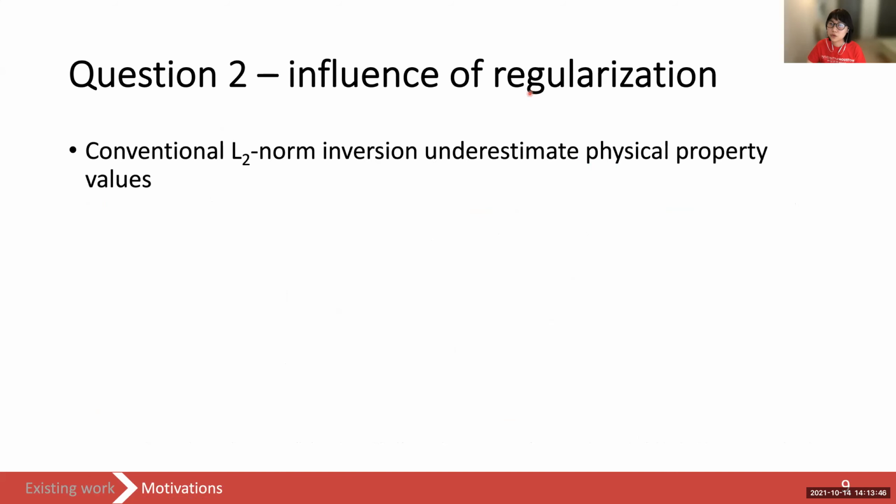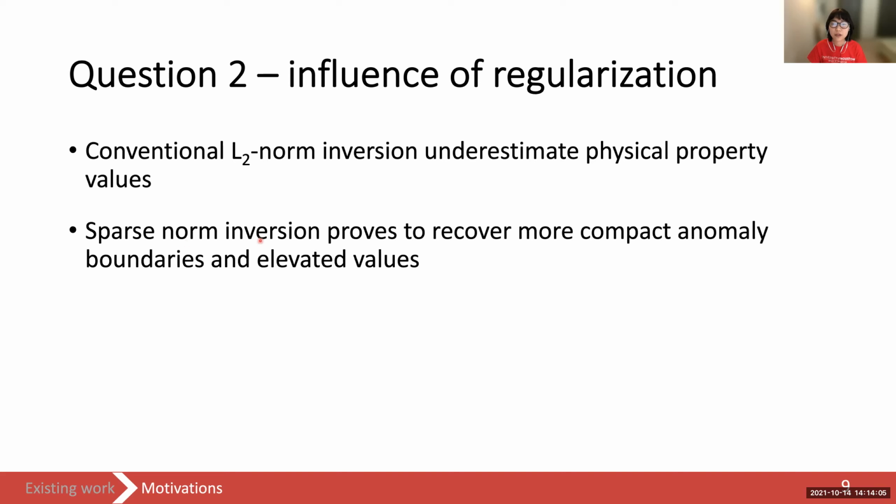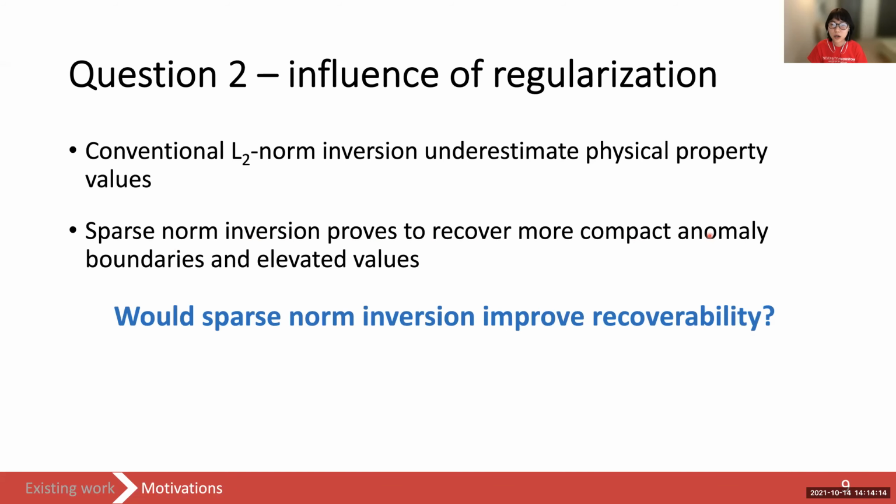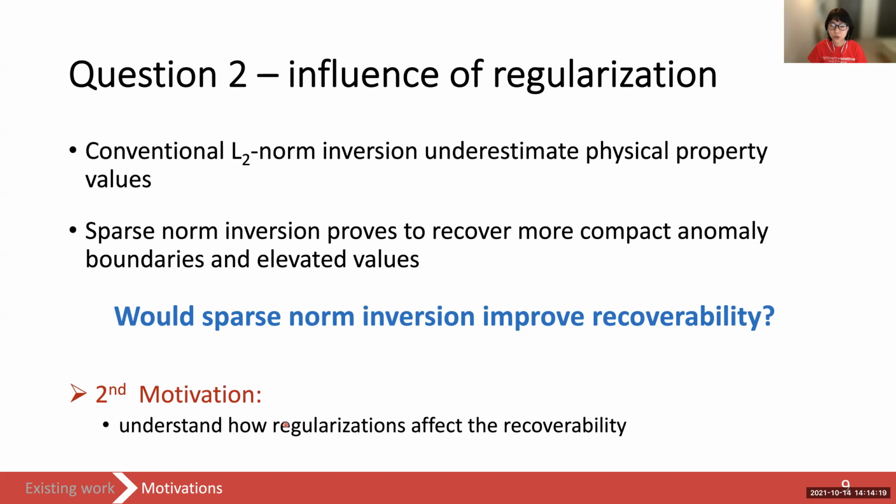Moreover, when it comes to regularizations, it is well known that the conventional smoothness-based L2 norm inversion would underestimate the physical property values and produce smooth models. How it would affect the recoverability is also underexplored. On the other hand, the sparse norm inversion has proved able to recover anomalies with more compact boundaries and elevated values. So would the sparse norm inversion help to improve the recoverability? Therefore, our second motivation is to understand how smoothness and sparse regularizations affect the recoverability.